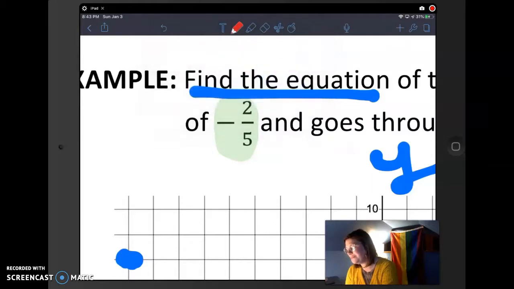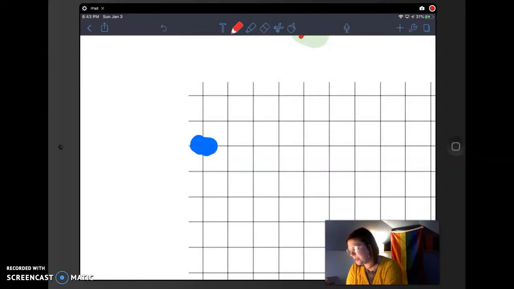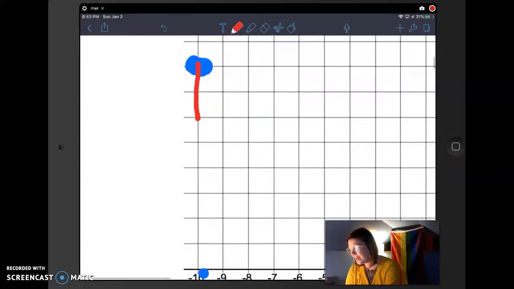There is our rise of -2, which means that our rise is going to go down. And then we always think about our run as positive whenever possible. And so we're going to go to the right 5. All right, let's see what happens. Let's make our slope triangle. We know that the slope triangle needs to go down 2, and it needs to go to the right 5. And so we're going to go over to the right 5, and that's where we're going to put our second point. So our first point was here, and our second point is there.